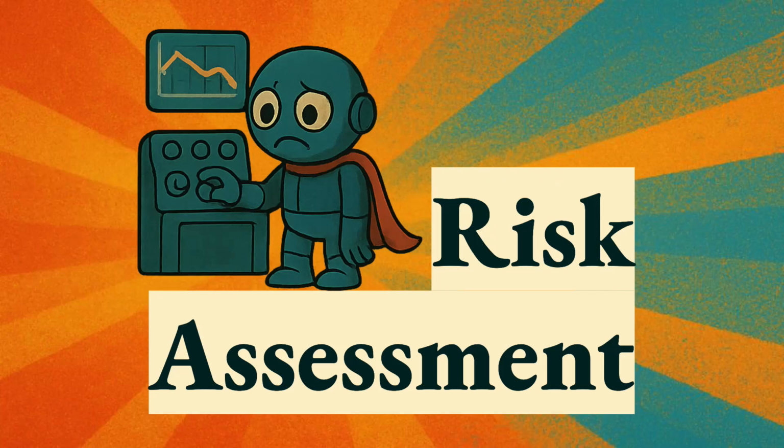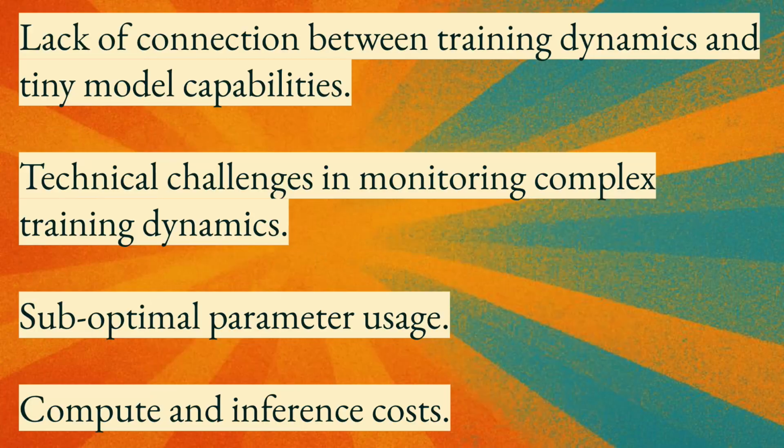I think there are a number of things that could go wrong. I think there could be a lack of connection between these two, and I may find that, and that could be fine. That's something I will learn. There's going to be technical challenges in monitoring complex training dynamics. I might have a suboptimal parameter usage. There's always a balance of trying to get things to work and trying to get things to work right, and the amount of time and money you're going to spend in doing that. And finally, trying to get things to work fast and efficiently. And of course, there's always a risk that compute and inference costs could balloon and bloat beyond what's reasonable for me to complete this work.